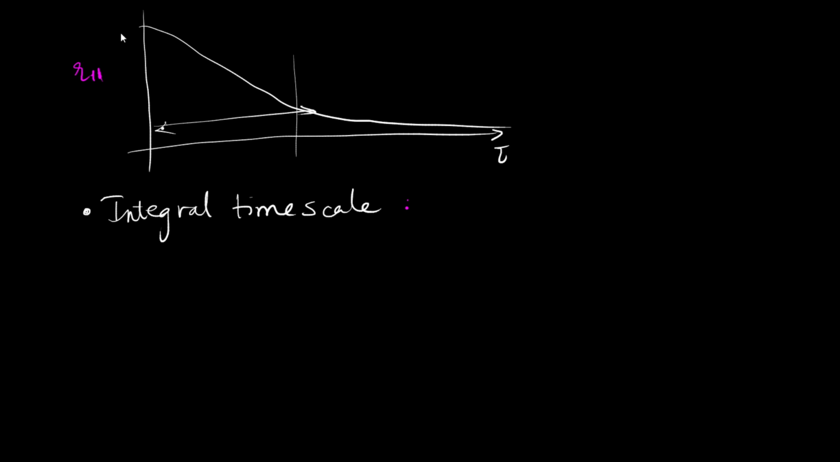So if you integrate this R11 over all times, so integral R11 of tau d tau, as tau goes from 0 to infinity, this is equal to some characteristic time, called capital lambda, times 1 basically, because everything is normalized. Okay, so this is how the integral time scale is defined.